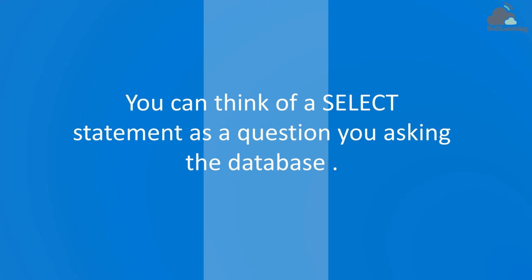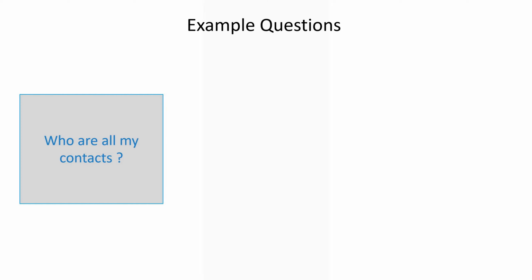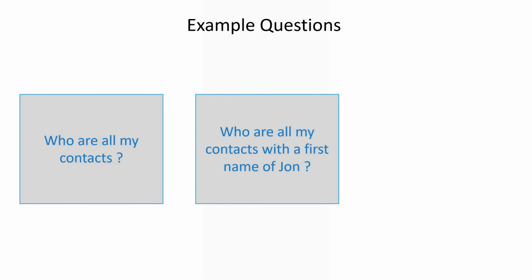So what are some of the types of questions that we might ask? We might ask, who are all my contacts? Show me a list of all of my contacts. More likely, we're going to want to do some sort of restriction. A restriction could be, who are all my contacts with the first name of John? That would allow you to reduce the set of overall contacts, and rather than having to look through and find the name of John, you can just find who are all those contacts.